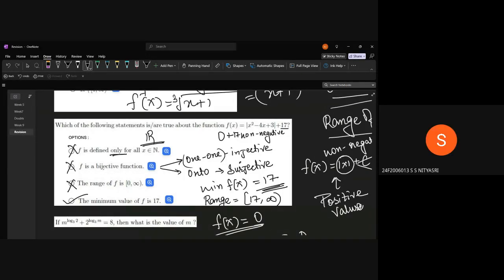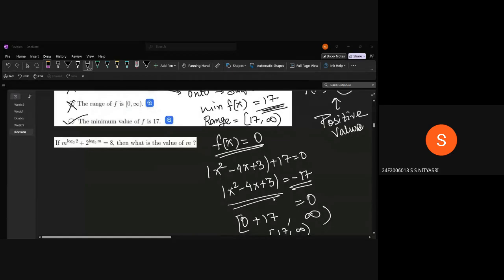Sir, if this question didn't have a constant like 17, then the range would be from 0 to infinity, right, sir? Yes, correct. If this function doesn't have any constant plus or minus after that, the range will be from 0 to infinity. Clear, right? Shall we move ahead? Yes, sir. Okay.